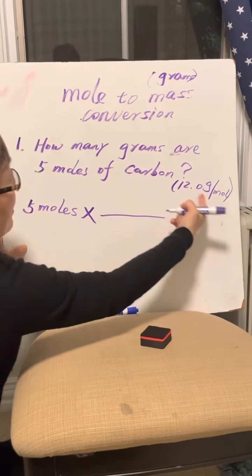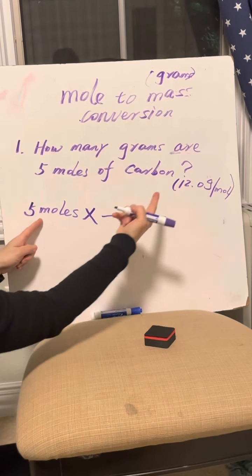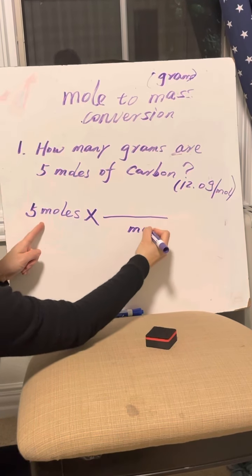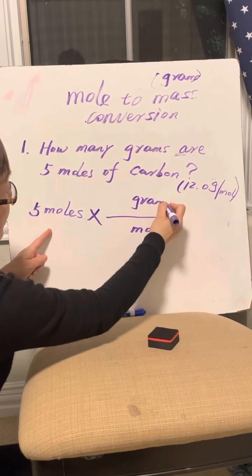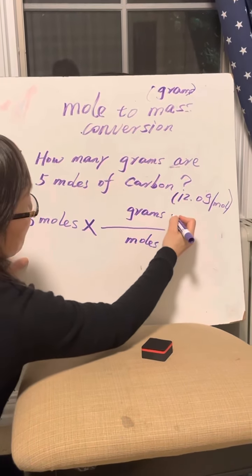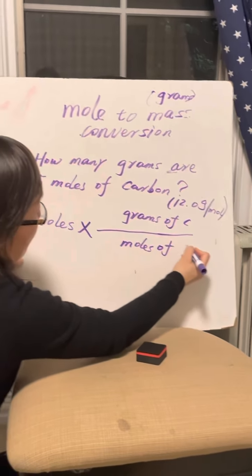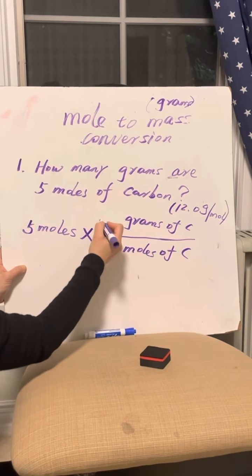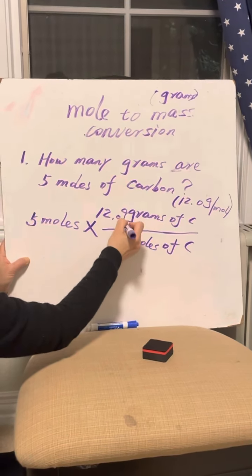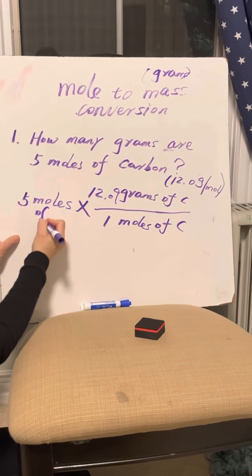Okay, so how am I going to use this number? My goal is to cancel out moles, so I'm going to put moles down here, okay? And I'm going to put grams up here. Grams of what? Grams of carbon. And moles of what? Moles of carbon. So 1 mole of carbon is how many grams? It's 12.0 grams. Okay, with that said, this is 5 moles of carbon, of course.